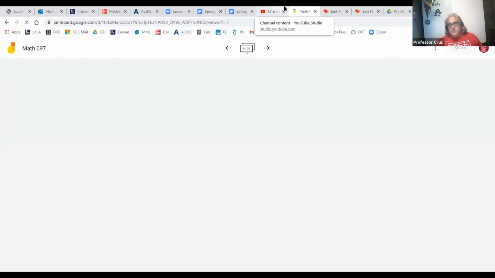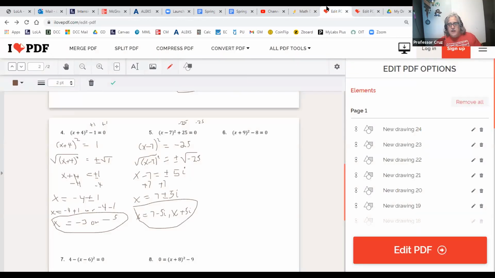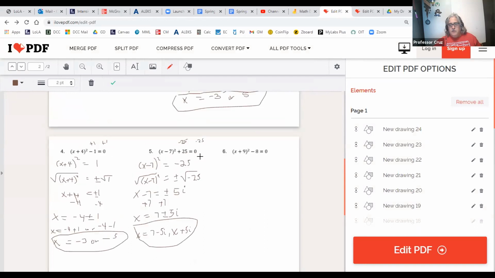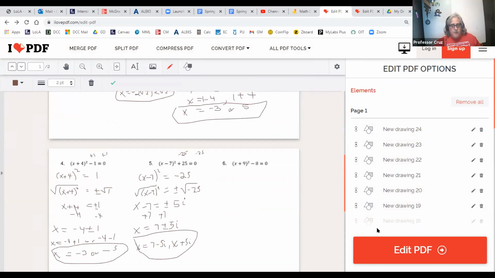I don't know why loading this other board is so slow. Okay, this is for the quadratic. I didn't have enough room on the worksheet, but it's for the other worksheet, not this one. All right, so try this one. It's going to be similar to this one because it's going to have that 8 in there. So give it a try.